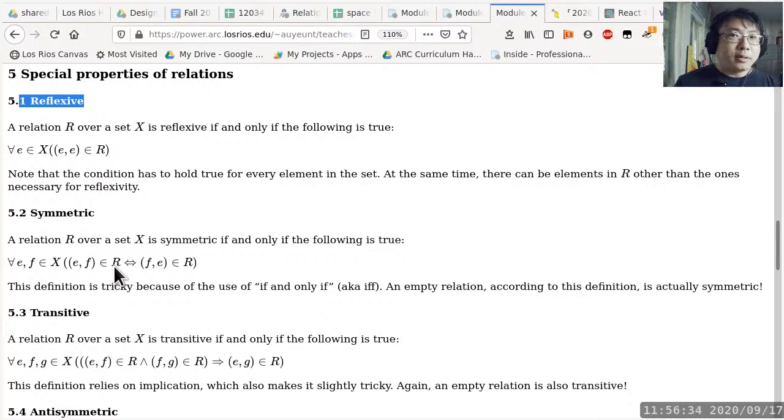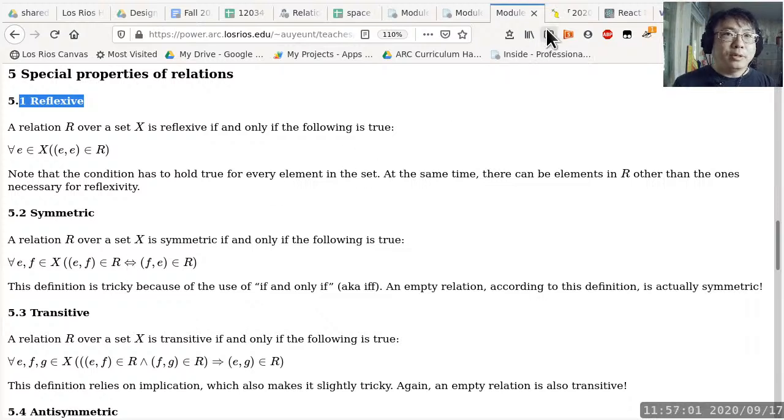Now, if R is an empty set, that means no matter what you're trying to find in R, the answer is always false, right? So we always end up with false on one side, and we always end up with false on the other side of the if and only if when R is an empty set. So no matter how you choose the E and the F, which are elements of X, we are guaranteed that the if and only if is true.